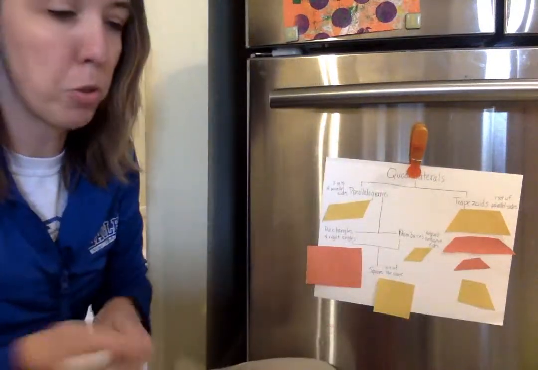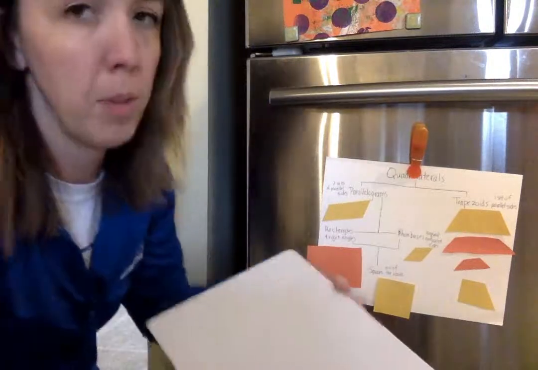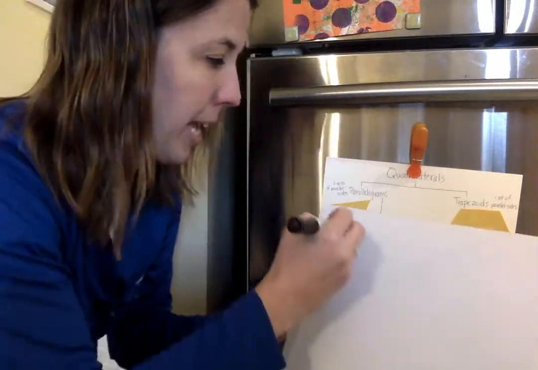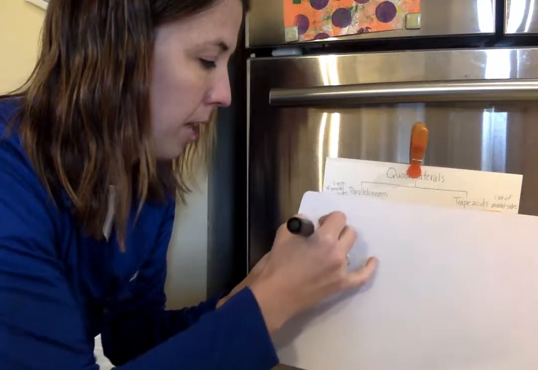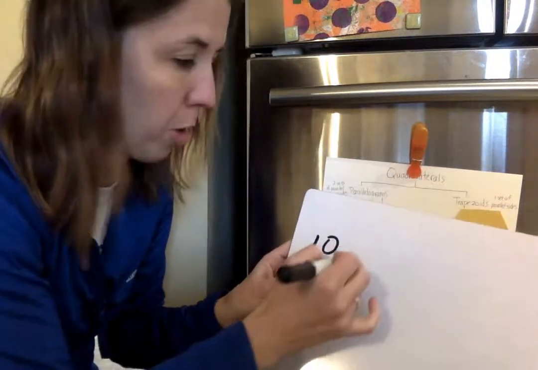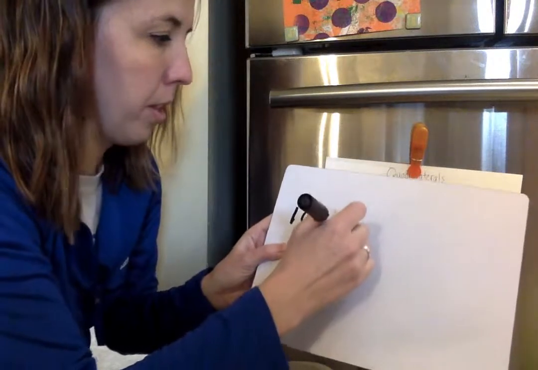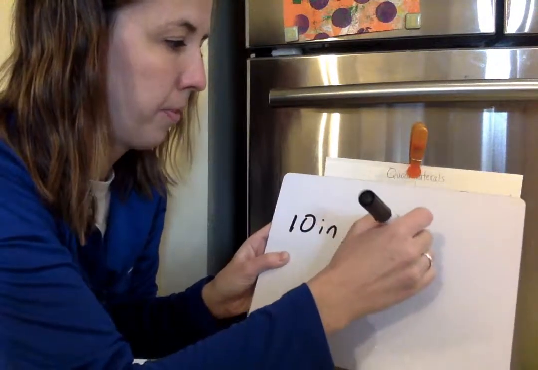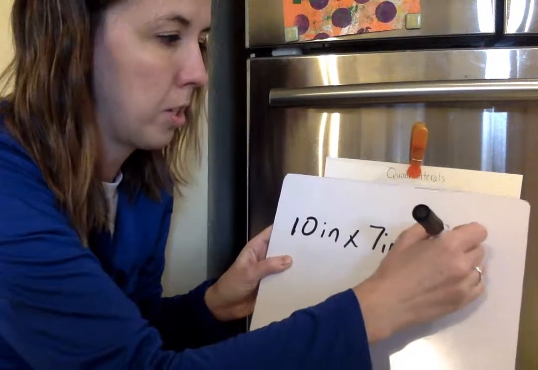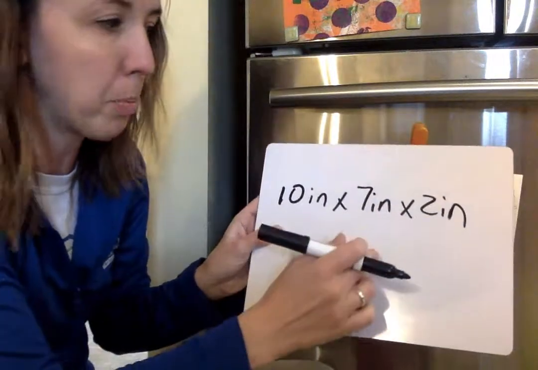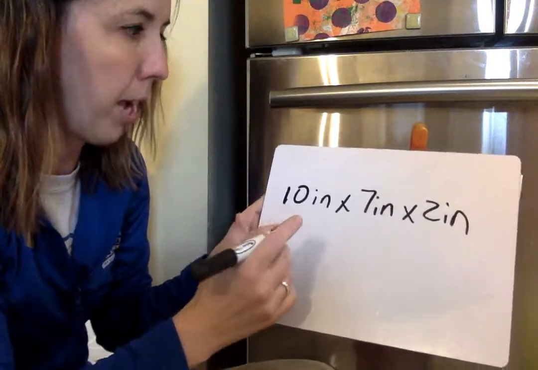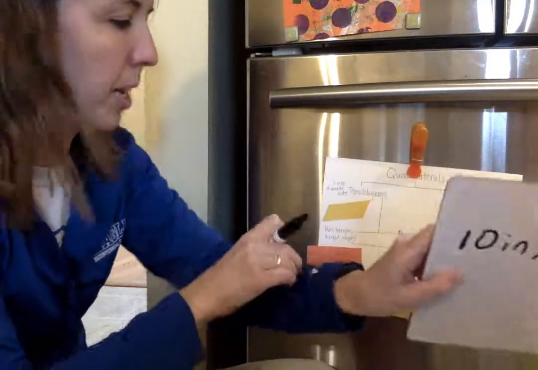Okay, so let's remember the formula for volume. The length we said is 10 cubes, which are cubic inches, or inches, excuse me, 10 inches long. It's 7 inches wide, and it's 2 inches tall. So we can multiply all 3 of those, okay? And you can do this in any order.